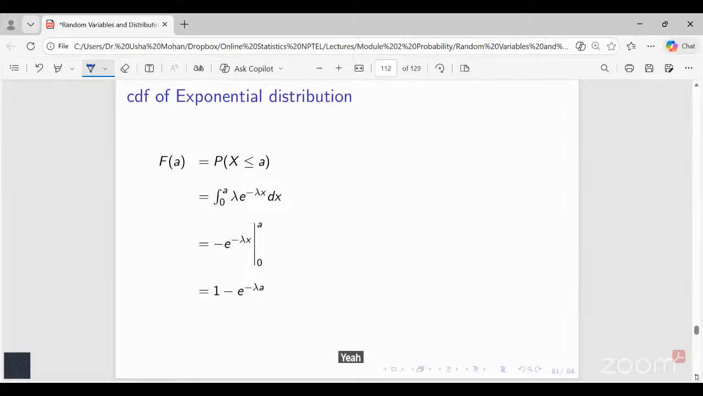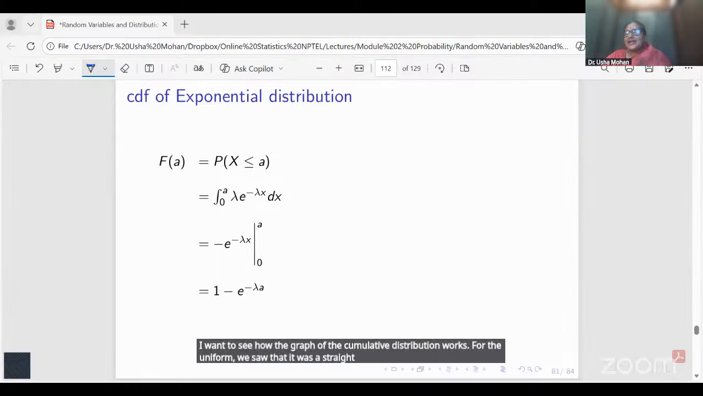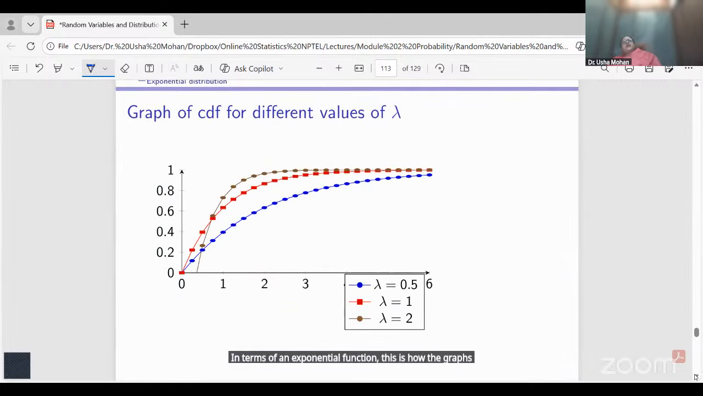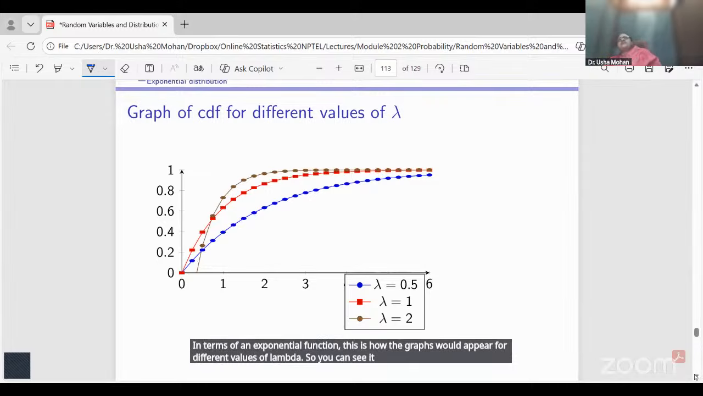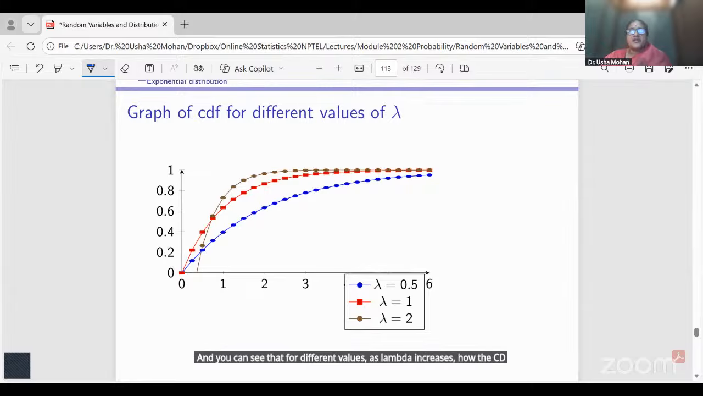Yes, ma'am. Now, once I know the cumulative distribution and the probability density function, I want to see how the graph of the cumulative distribution looks. For the uniform, we saw that it was a straight line. For an exponential function, this is how the graphs would appear for different values of lambda. You can see it is not a straight line, but an exponential curve, and as lambda increases, you can see how the CDF increases. Is this clear? These are things that you might need to understand.